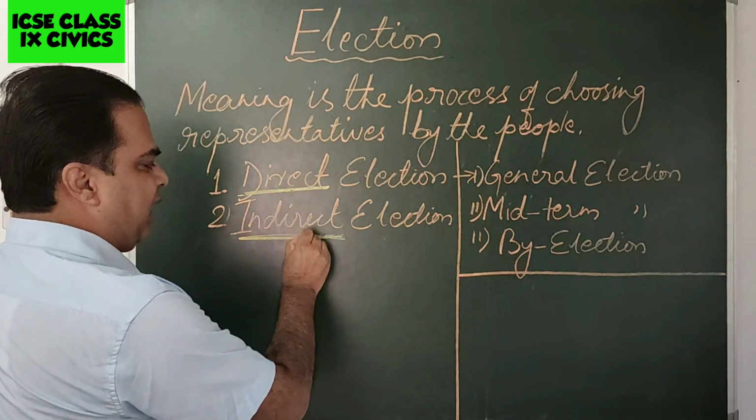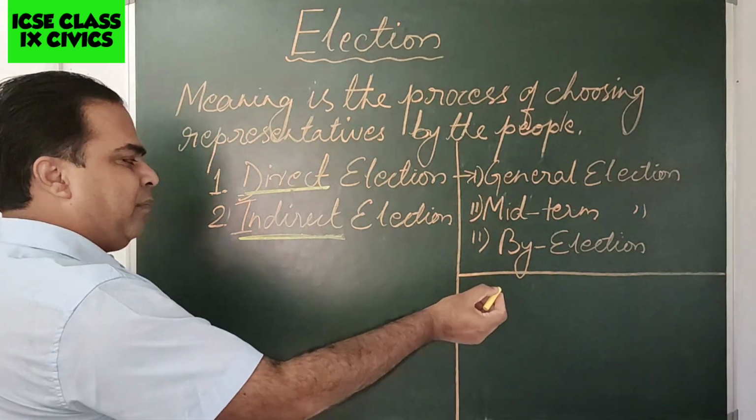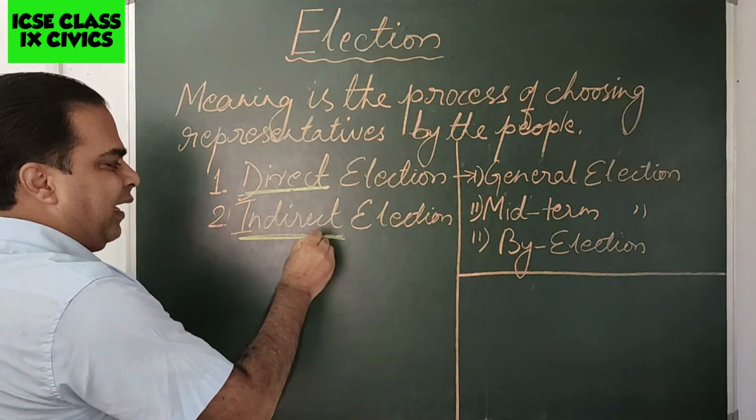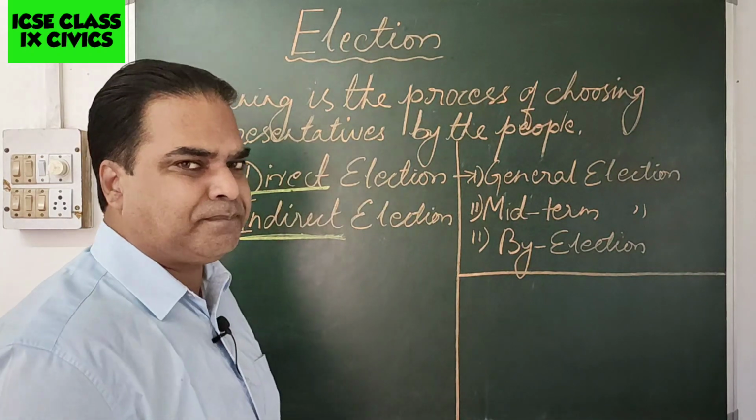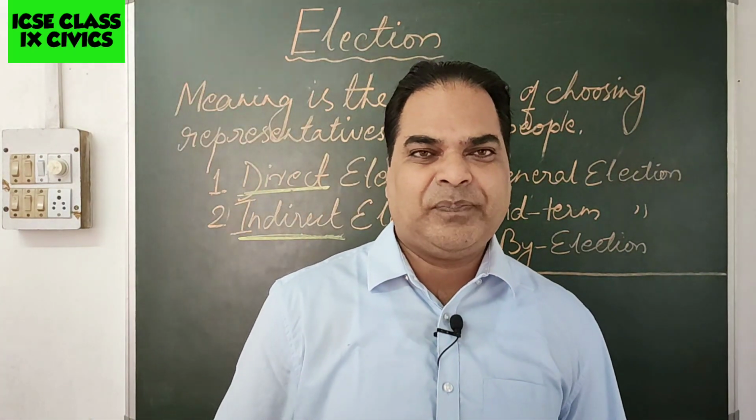So direct election, indirect election. In direct election, we are involved directly. The voters of the country are involved directly. In the indirect election, the voters of the country are involved indirectly. Hope you understood this part.